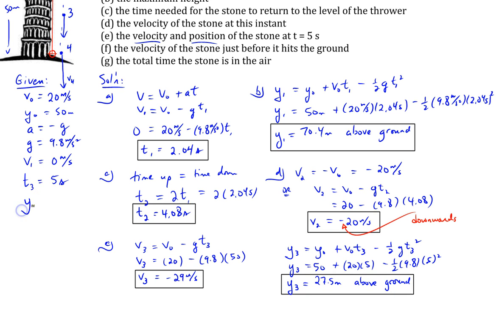Hopefully you got it. Y4, the vertical position when it hits the ground, is 0, or approximately 0. It's like 0.00001 or something like that, just above the ground slightly. So we could just say it's 0 meters. Okay, we're going to use that to solve for the velocity, right?